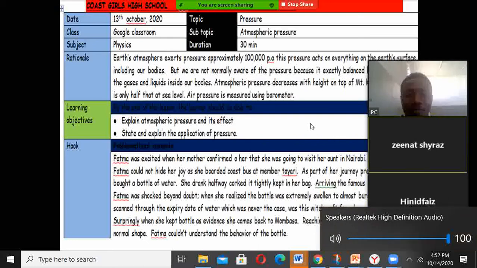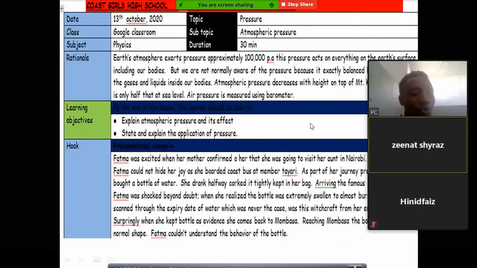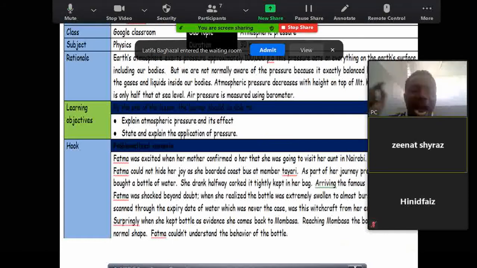Today's lesson, we have two objectives we want to meet. By the end of this lesson, we want every one of you to be able to explain what atmospheric pressure is and its effect. Another objective, you will be able to state and explain the application of pressure, and specifically how it is applied in our day-to-day lives.